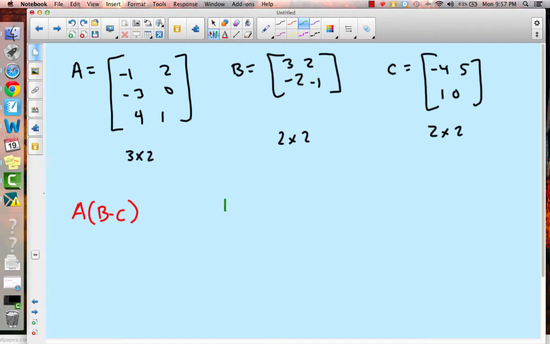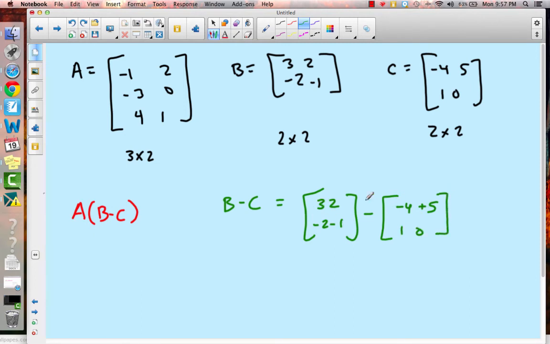Okay, so B minus C would look like this. So matrix B minus matrix C. And remember, oops, that's a plus 5. Remember when you are adding or subtracting, you just add or subtract the corresponding parts. So 3 minus negative 4, that's going to get us a positive 7. 2 minus 5 gets us negative 3. Negative 2 minus 1 is going to get us negative 3. Negative 1 minus 0 is just negative 1. Okay, so this is our B minus C part. So this is what takes care of the inside parentheses. And that's still a 2 by 2 matrix.